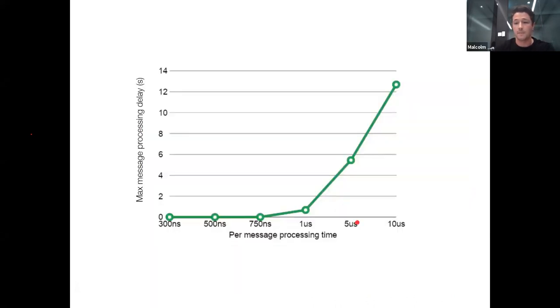This is the same data in a different view. So as time to process a message increases on the x-axis, this is the maximum queue length on the y-axis. And you can see this area around here, this 750 nanos to 1 microsecond, is sort of a key area. And anything after that is terrible. So we kind of have a ballpark range for where we'd like to be, and it would be under 750 nanoseconds.